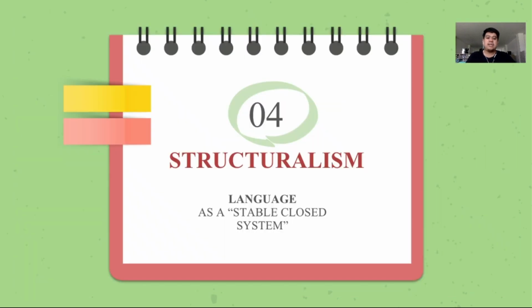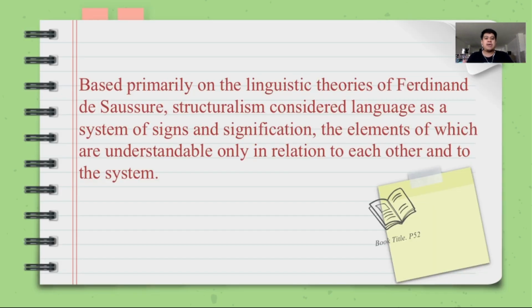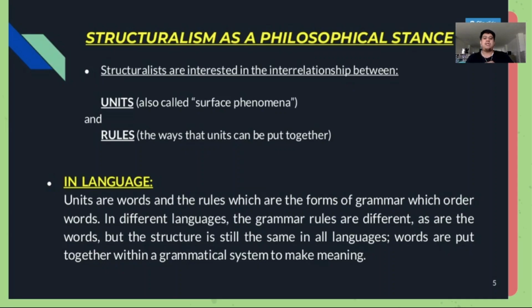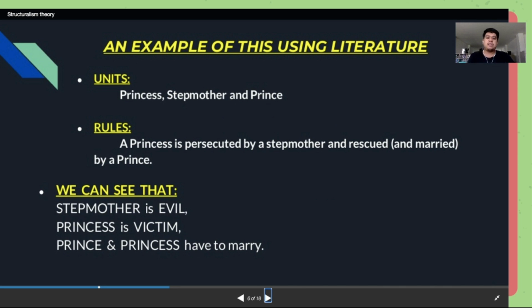Alright, and for structuralism, we see that in interpreting a specific literary text, we focus on the language as a stable closed system. And with that, we should consider units as surface phenomena and the rules on how we are able to interpret those units. Okay? Just like these things. So we have the units as princess, stepmother, and prince. And the rules here is how we see the relationship of these three things as we go along with the story.